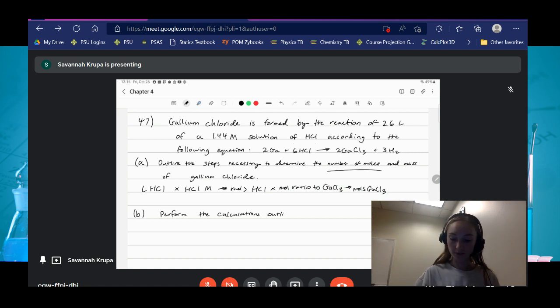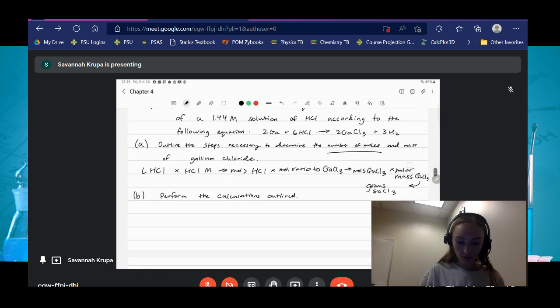And then after that step, we want to find the mass of gallium chloride. So we're going to want to use the molar mass to get from moles to grams. So once you multiply by the molar mass of GaCl3, that will produce grams of GaCl3. So those are the two answers that it asks, moles of gallium chloride and grams as well. So we're going to actually write that out and perform the calculation.